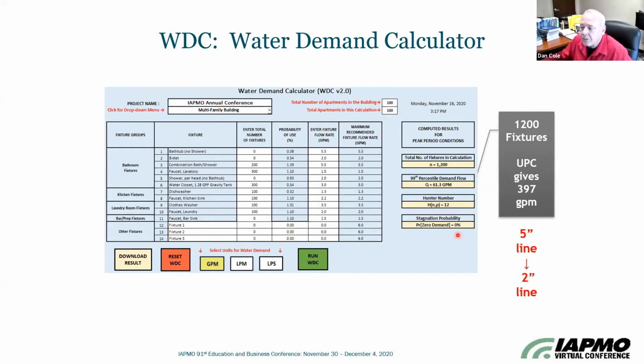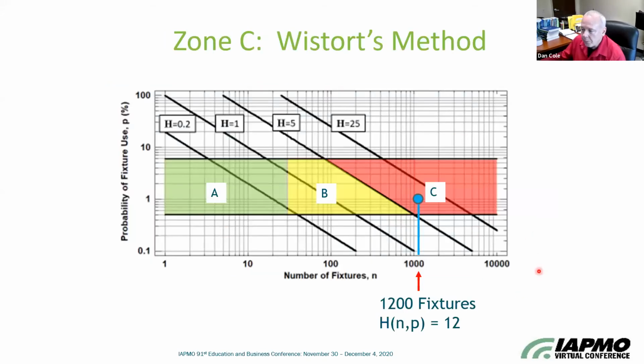Look at the probability of stagnation, 0, which means that with this number of apartments and this number of fixtures, during the peak hour of use, there's going to be no percentage of no flow. The probability of no flow is 0. So if you go to this chart that we looked at before, at 1,200 fixtures, and you have an HP number of 12, you see that you're in a red zone.